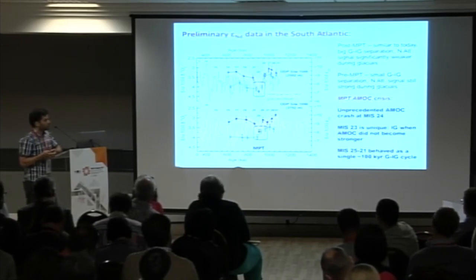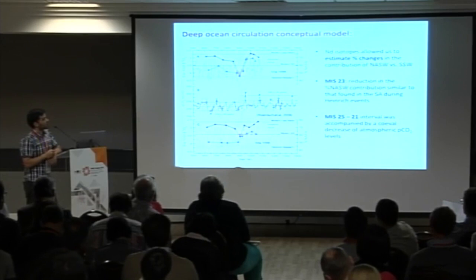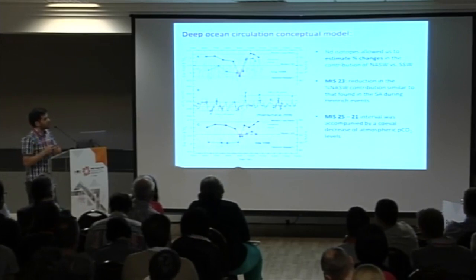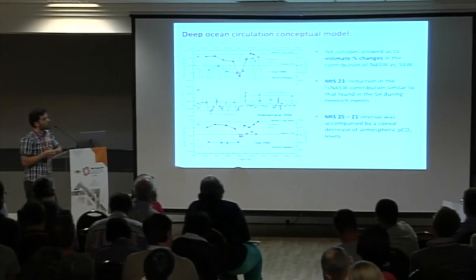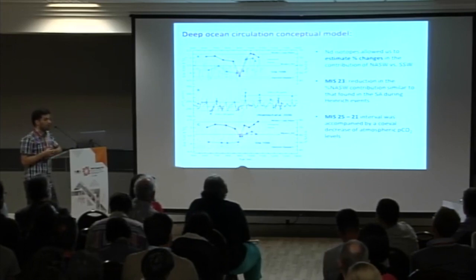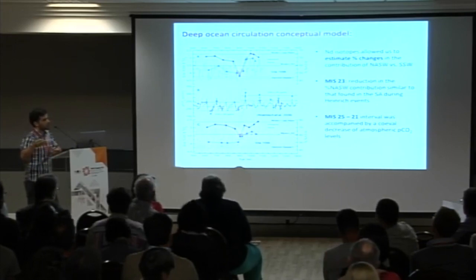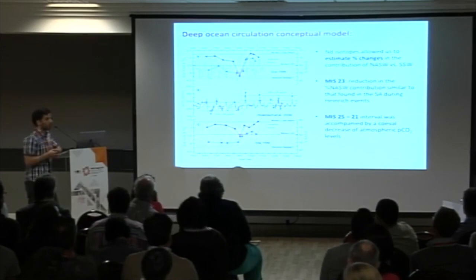Okay? And one of the beauties of working with neodymium isotopes is that using very simple binary mixing models and making a few assumptions, we can actually use this proxy to estimate the percentage change in the contribution of the relative end members. In this case, North Atlantic source waters versus southern source waters.